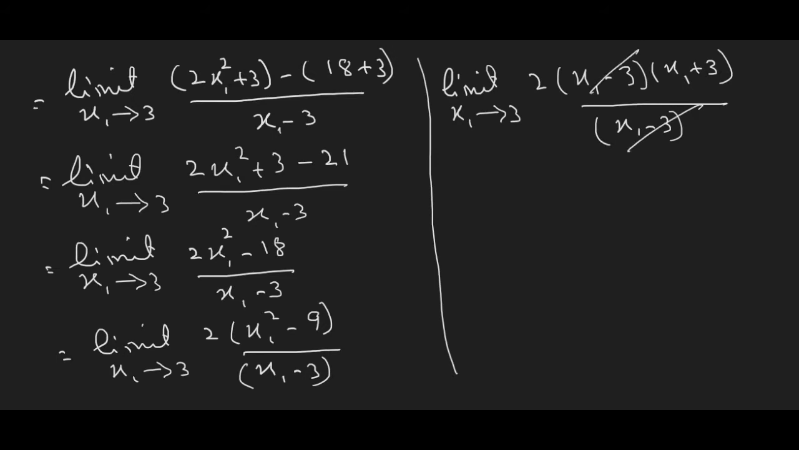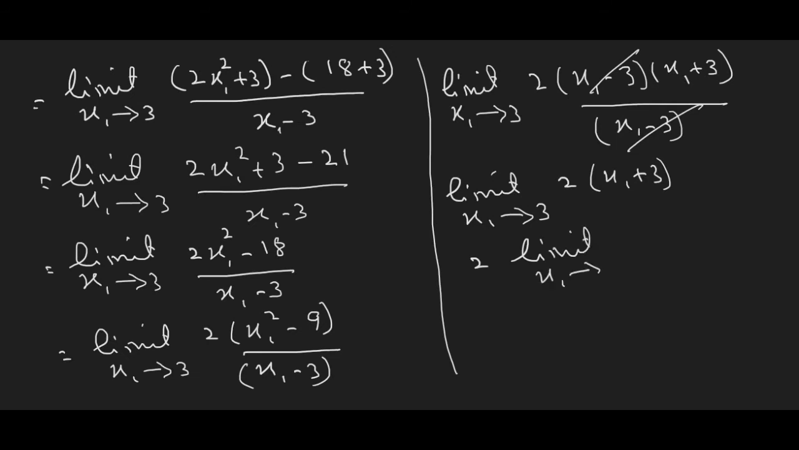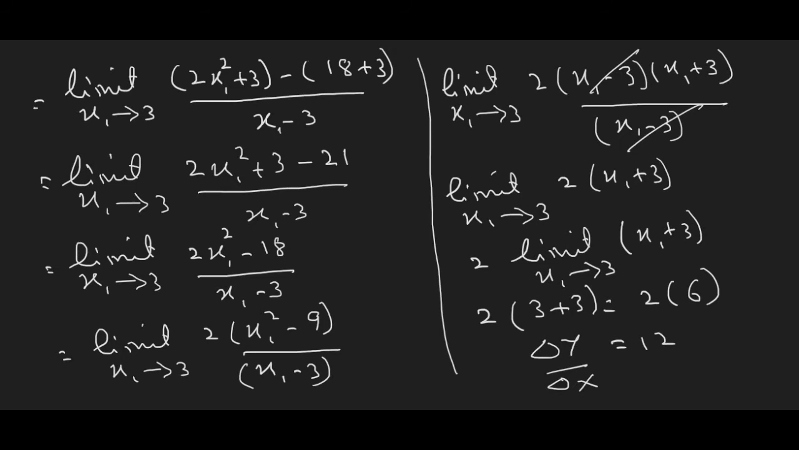Cancelling x1 minus 3, limit x1 approaches to 3, 2 times x1 plus 3. Now applying the limit, 2 times 3 plus 3 is equal to 2 times 6, which is equal to 12. So delta y by delta x is equal to 12, which is the answer for the instantaneous rate of change.